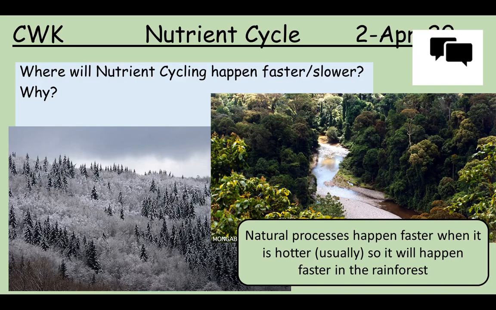So nutrient cycling will happen very rapidly in the tropical rainforest, which is why there is very rapid growth of plants. Whereas in the more polar regions, because it's colder, nutrient cycling will happen much slower. And again, as a result, that is why there is much less growth in those areas.